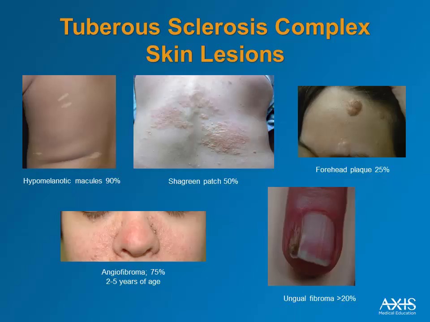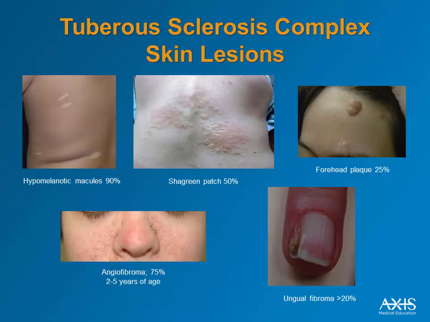Now, it is possible to have other kinds of hypopigmented macules that are not the typical ones of tuberous sclerosis, which is why these by themselves are not pathognomonic for the disorder, but they are a very helpful sign present in most, as you see, not quite all affected individuals.